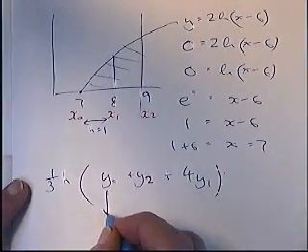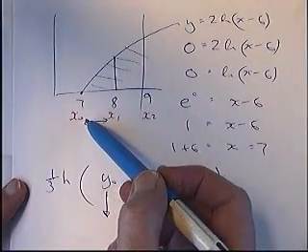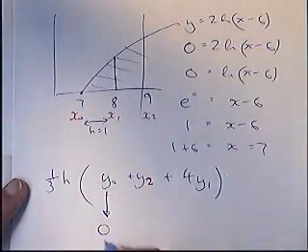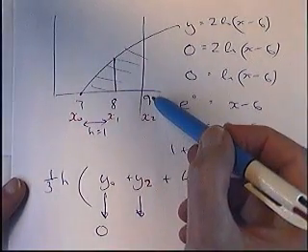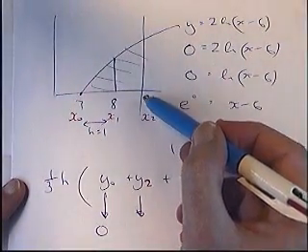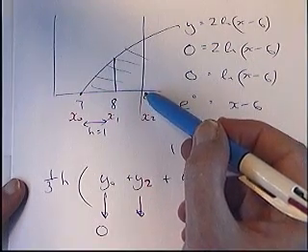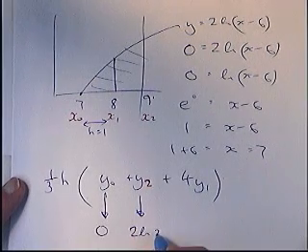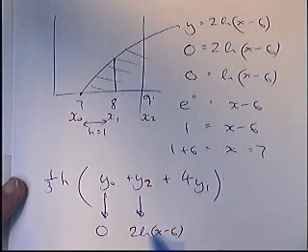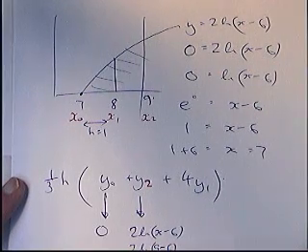So what is y0? y0 is the height at x0. y0 is 0. What is y2? y2 is the height at x2. Well, at x2, x is 9. And y is 2 lots of log of x minus 6. But I've just said here x is 9. So it's 2 lots of log 3.